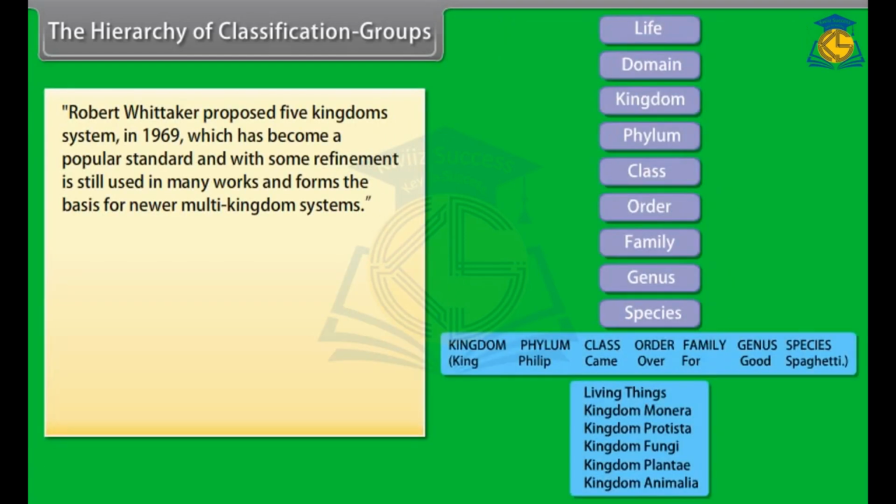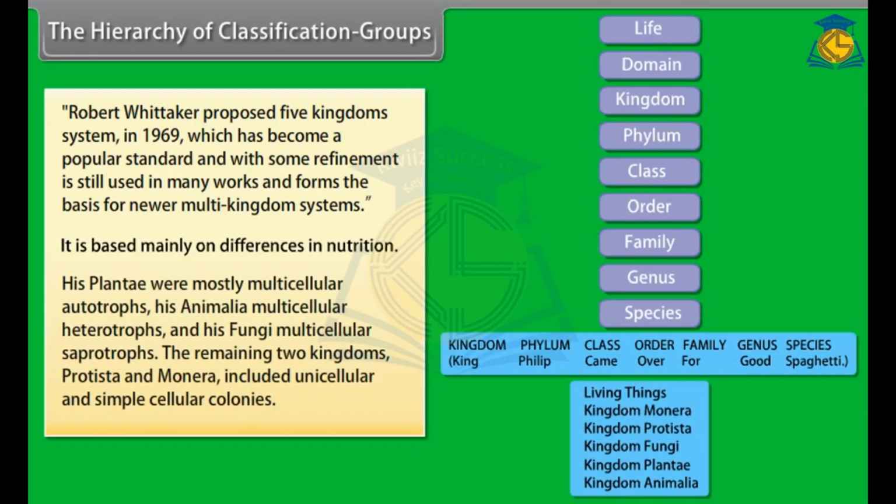Robert Whittaker proposed the 5 kingdoms system in 1969, which has become a popular standard and with some refinement is still used in many works and forms the basis for newer multi-kingdom systems. It is based mainly on differences in nutrition. His Plantae were mostly multicellular autotrophs, his Animalia multicellular heterotrophs, and his Fungi multicellular saprotrophs. The remaining two kingdoms, Protista and Monera, included unicellular and simple cellular colonies.